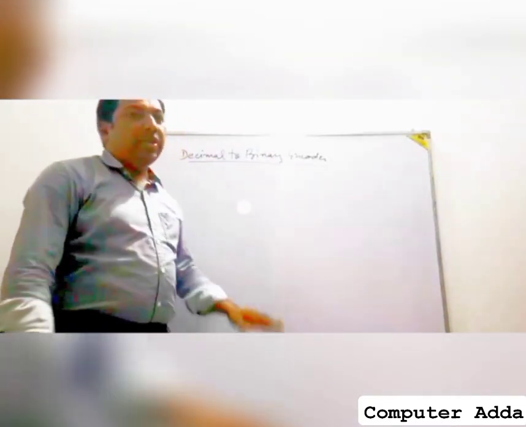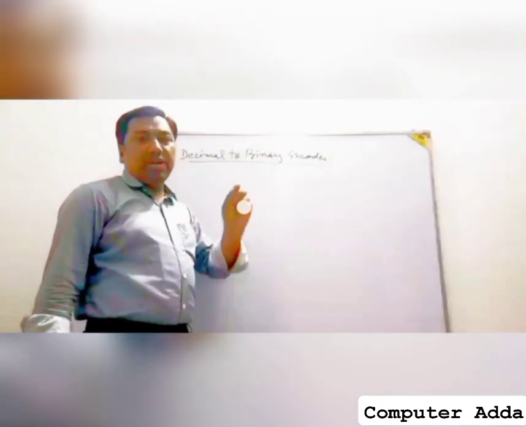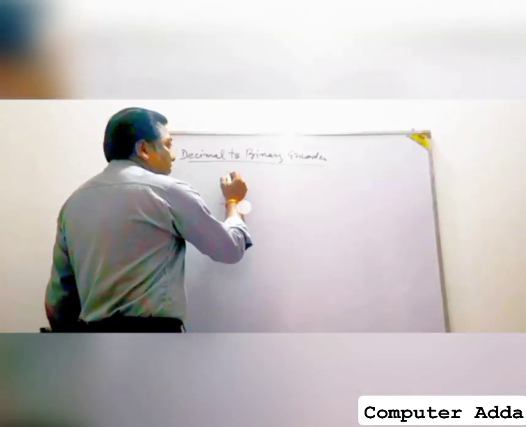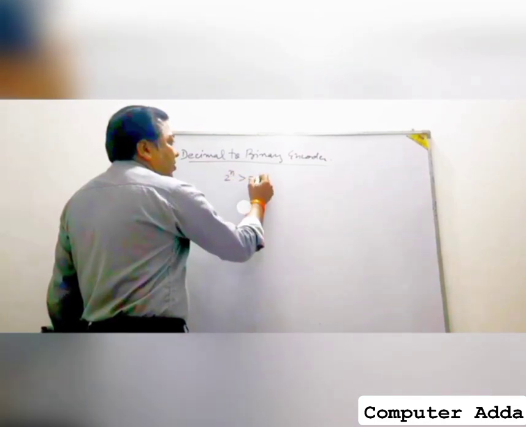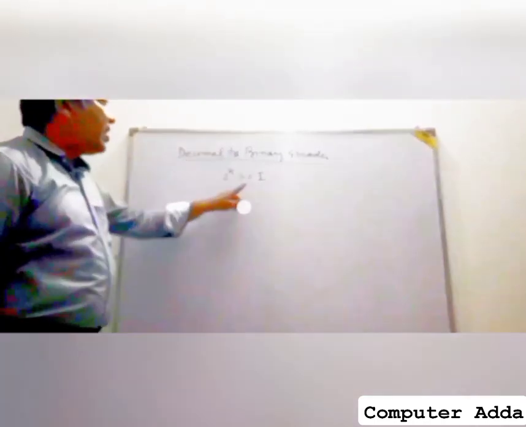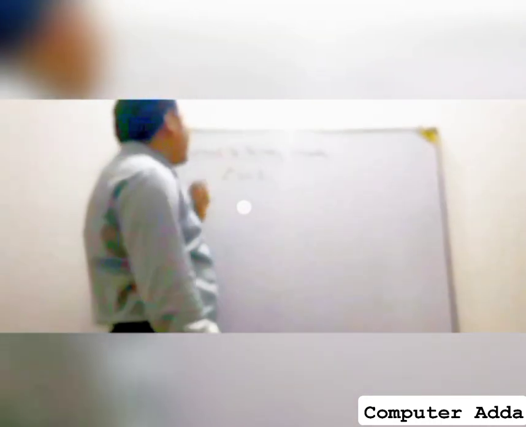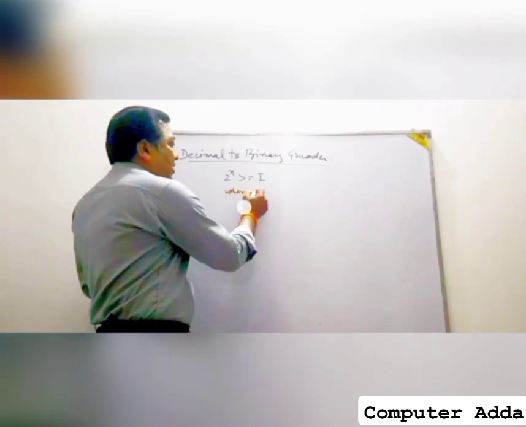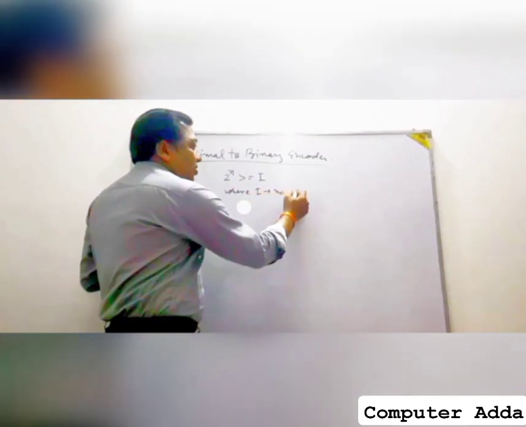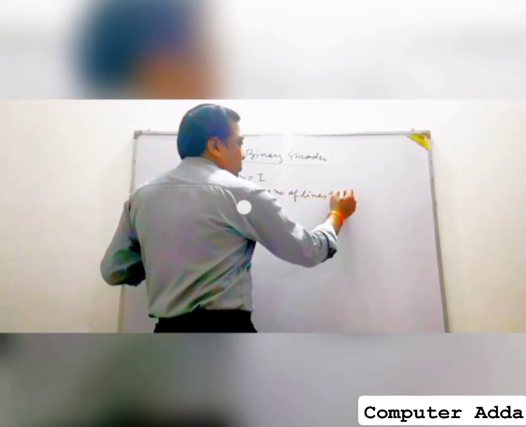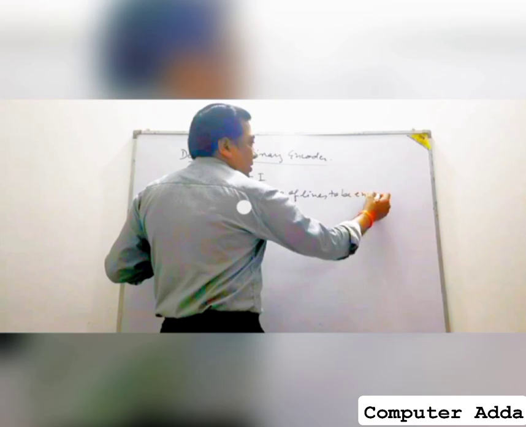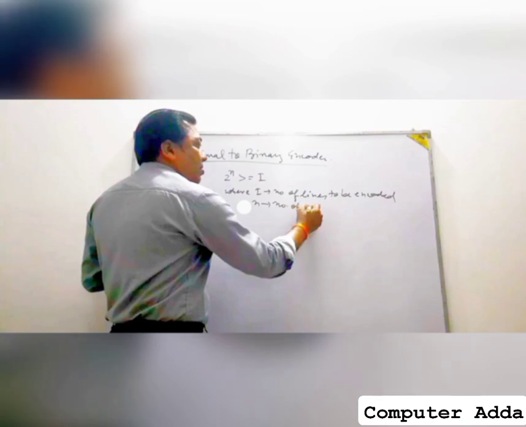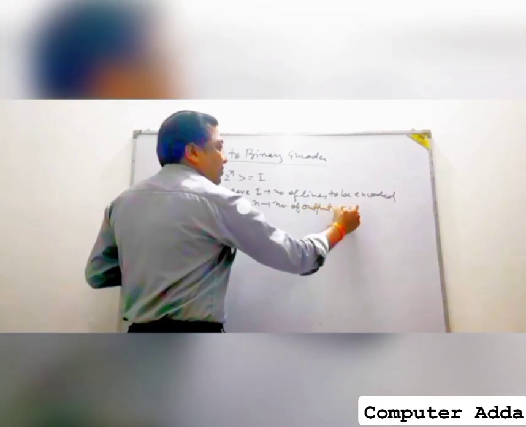Decimal to binary encoder. As you know, the decimal number system contains a total of 10 digits, 0 to 9. So there is a general equation: 2 to the power n is greater than or equal to I. In this equation, I is the number of lines to be encoded and n represents the number of output lines.